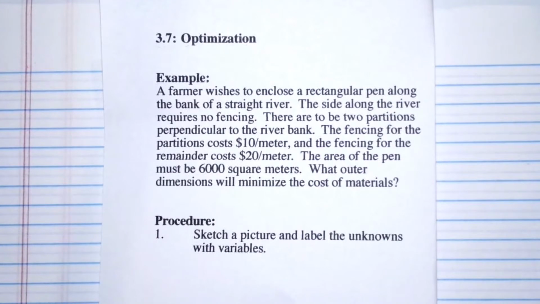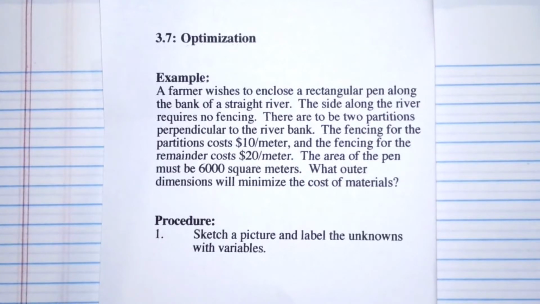So let's take a look at our first example. A farmer wishes to enclose a rectangular pen along the bank of a straight river. The side along the river requires no fencing. There are to be two partitions perpendicular to the river bank. The fencing for the partition costs $10 per meter, and the fencing for the remainder costs $20 per meter. The area of the pen must be 6,000 square meters. What outer dimensions will minimize the cost of materials?